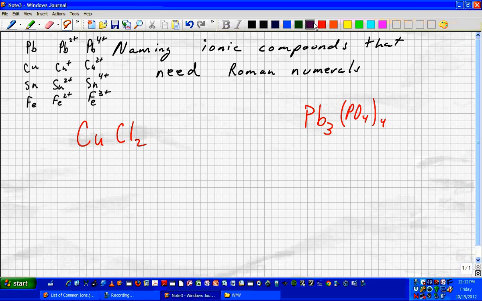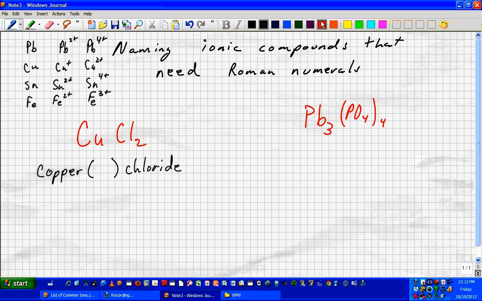So what we're going to do is figure out how to do that if we've only got the formula sitting in front of us. So let's say we've got CuCl2, and just like we would normally name ionic compounds, we're going to name the first ion copper. The problem is I don't know whether that's a +1 or a +2. So I'm just going to leave that Roman numeral area empty, and I'll fill that in a little bit. Chloride.